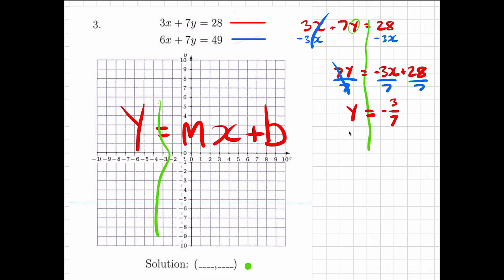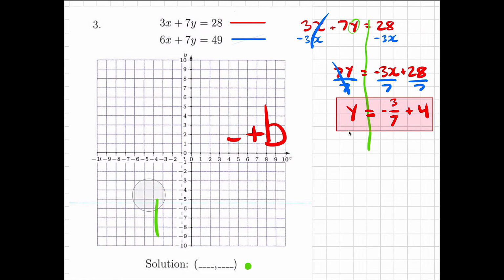And when I look at the last term, which is 28 divided by 7, it's going to be our constant, which is our b value, which is the y-intercept. 28 divided by 7 is 4. It's a positive 4, so I'm going to say plus 4. Okay, so that is our one equation that we're going to want to use to graph our line.